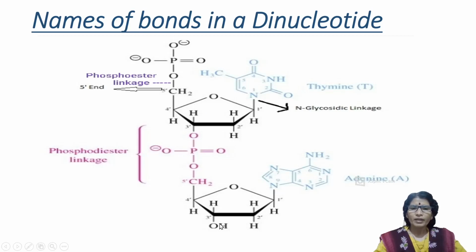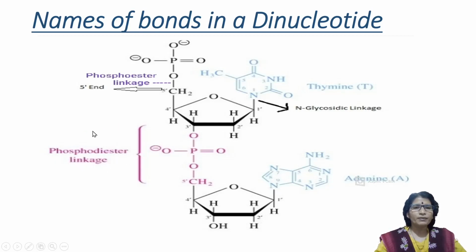In the same way, here also adenine, nitrogen base bind with pentose sugar by the formation of N-glycosidic linkage here also, and in the same way this phosphate group bind with the pentose sugar with the help of this phosphoester linkage. In this way, two nucleotides completely formed. Again, these two nucleotides bind to each other by the formation of this bond, that is phosphodiester linkage.